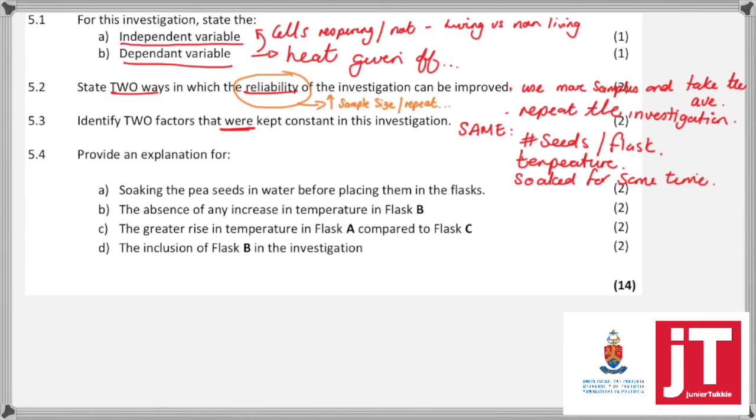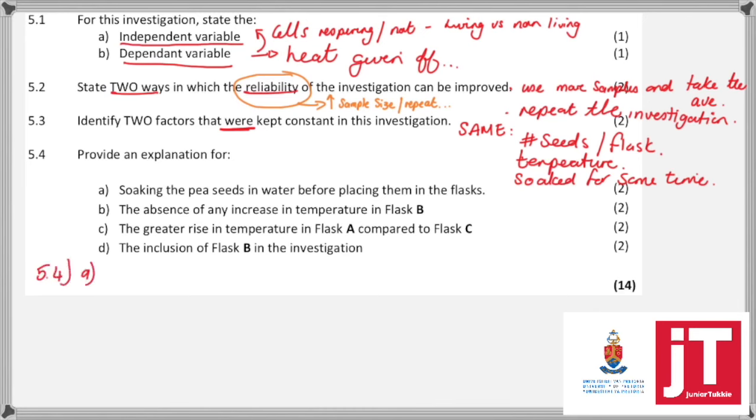Now, we only need to write down two, and there are a few that we could write down here. The only thing that counts against us is if we are not showing that these variables need to be the same for all flasks. So we started with the same number of seeds per flask, the same temperature to start at, and the same amount of time that each seed is soaked for before the experiment starts. Right, so that's question 5.3.